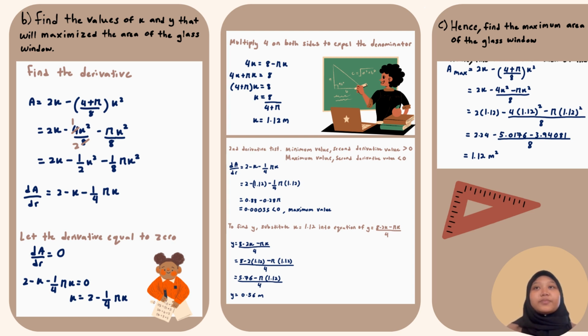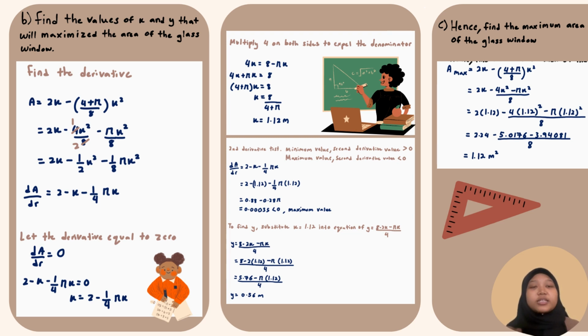Then we multiply 4 on both sides to eliminate the denominator. So we multiply 4 on x equal to 2 minus 1 over 4 pi x, which we will get 4x equal to 8 minus pi x. Then 4x plus pi x equal to 8, (4 plus pi) x equal to 8, x equal to 8 over 4 plus pi. Then lastly, we will get x equal to 1.12 m.